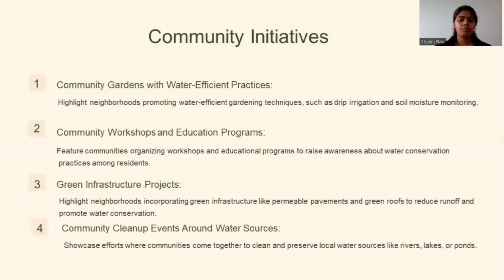Next, we have community initiatives. Community gardens with water efficient practices: highlight neighborhoods promoting water efficient gardening techniques such as drip irrigation and soil moisture monitoring. Community workshops and education programs: feature communities organizing workshops and educational programs to raise awareness about water conservation practices among residents.